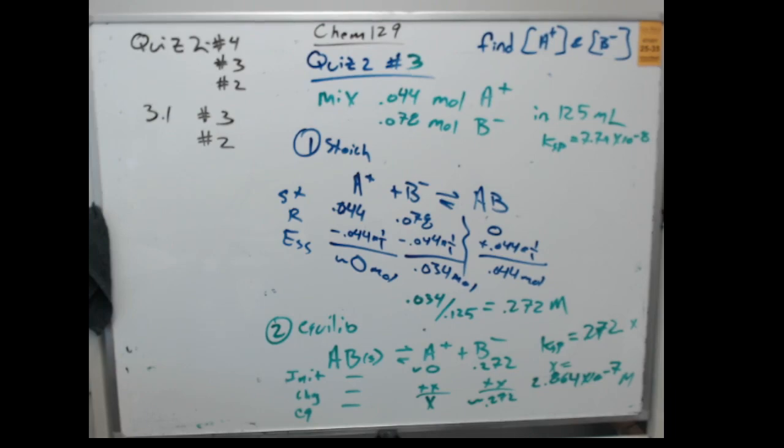And that should be our A concentration. Our B concentration is approximately the same. I could try to correct it with that X value, but it's still going to be approximately 0.272. We're good.